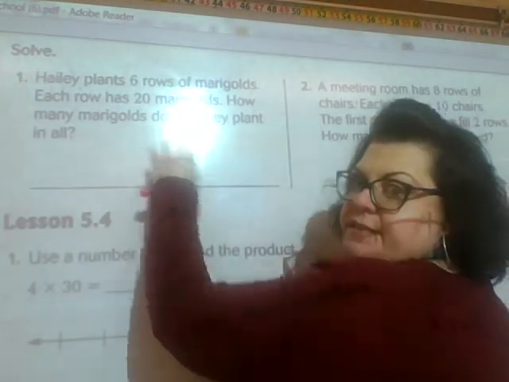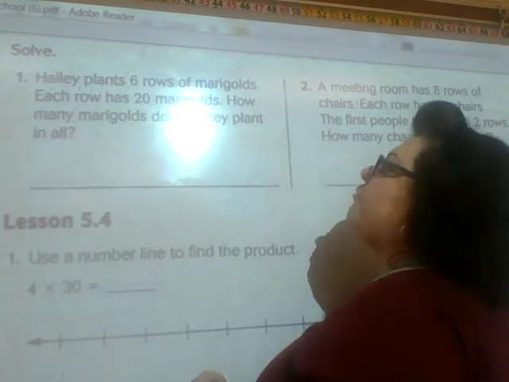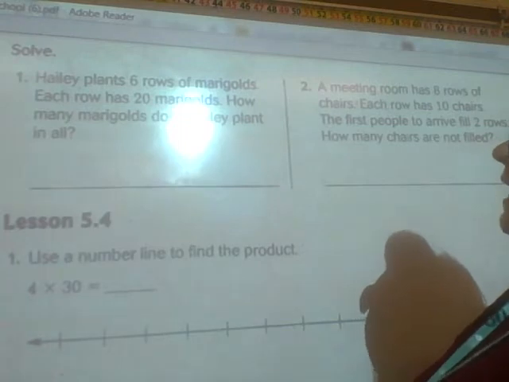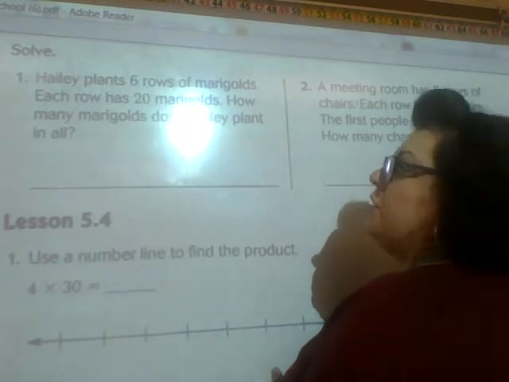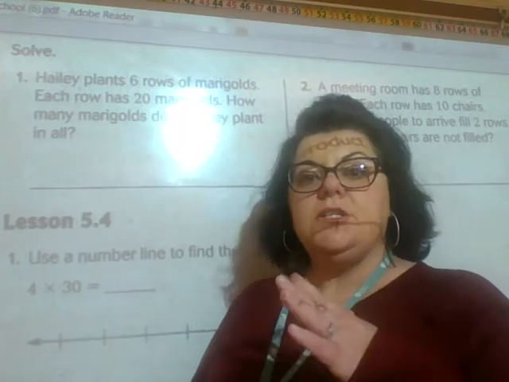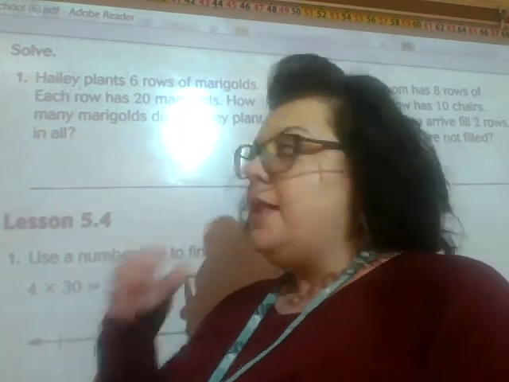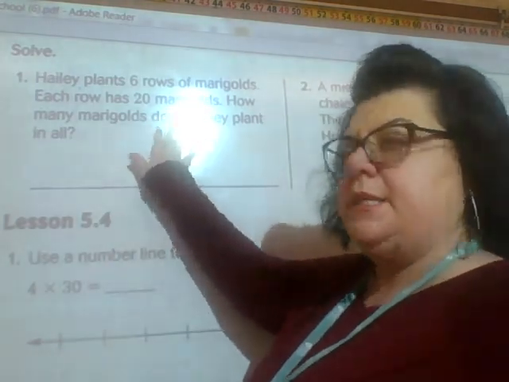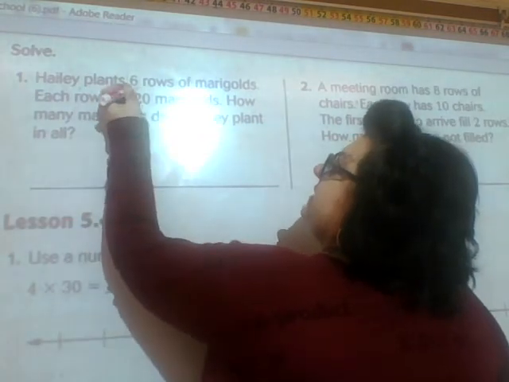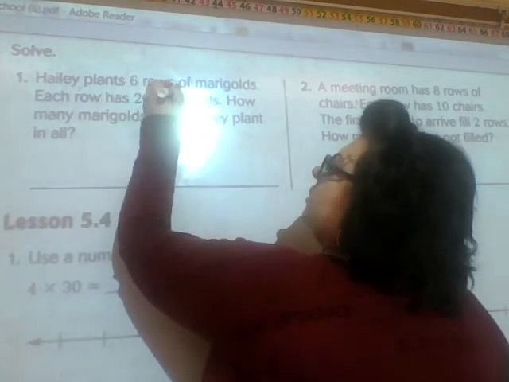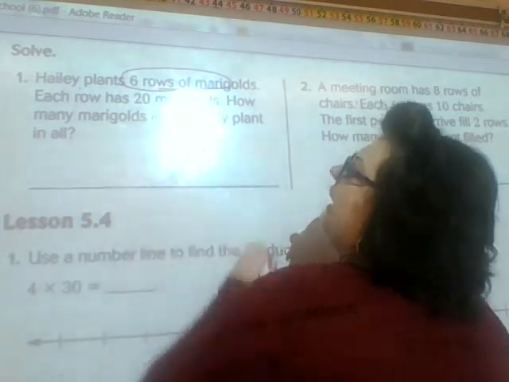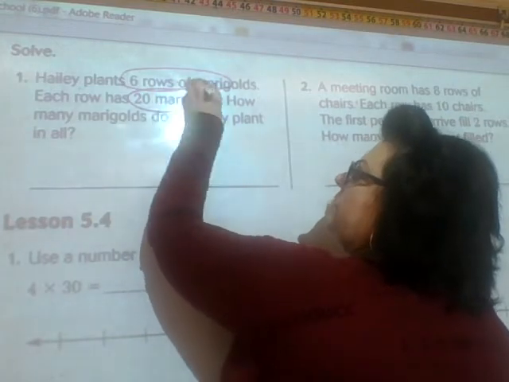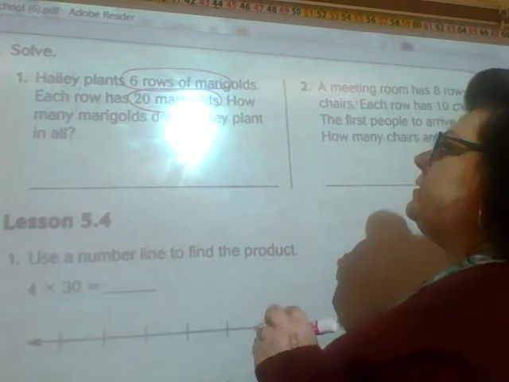So in this problem, it says, Haley plants 6 rows of marigolds. Each row has 20 marigolds. How many marigolds does Haley plant in all? I want you to get used to circling all of your important information. That way you don't get lost in your problem. It says 6 rows of marigolds, so go ahead and circle that. Each row has 20 marigolds. Circle that.